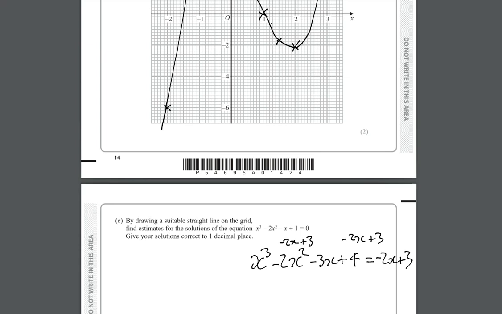Okay, you see what I've done? I've taken that equation, I've added some stuff, and so I've said solving this top equation is the same as solving this equation. So it's the same as solving when this line equals this line. So when y equals x cubed minus 2x squared minus 3x plus 4 equals y equals minus 2x plus 3.